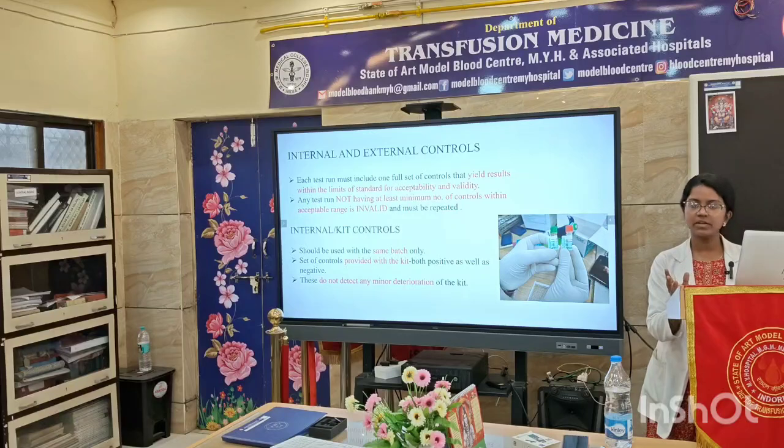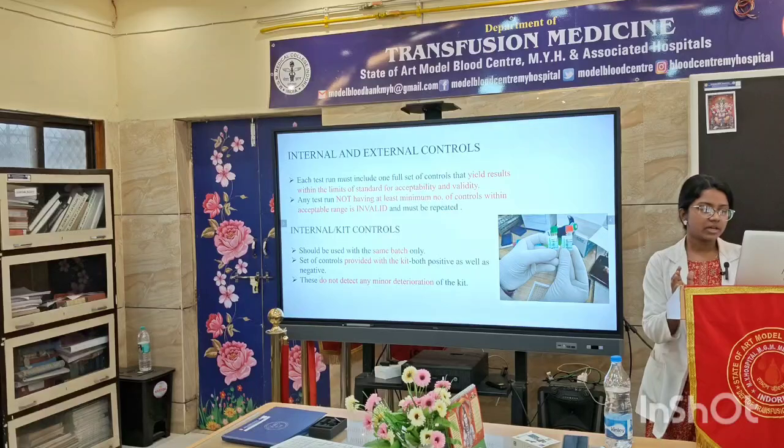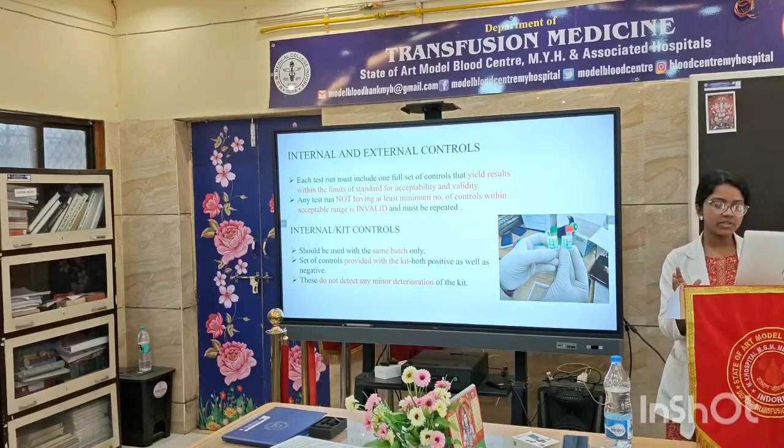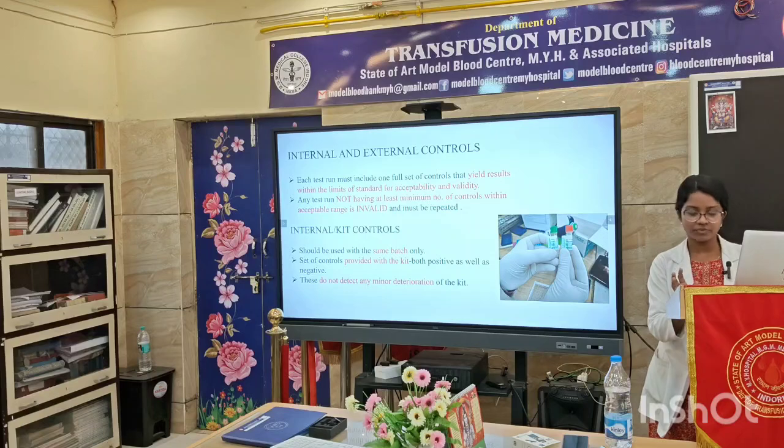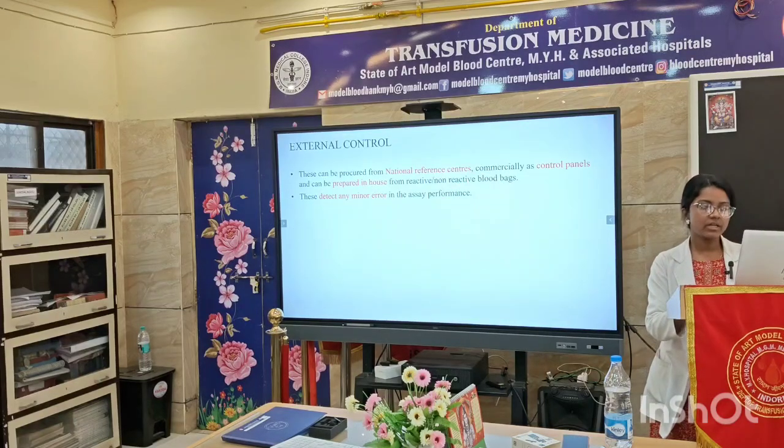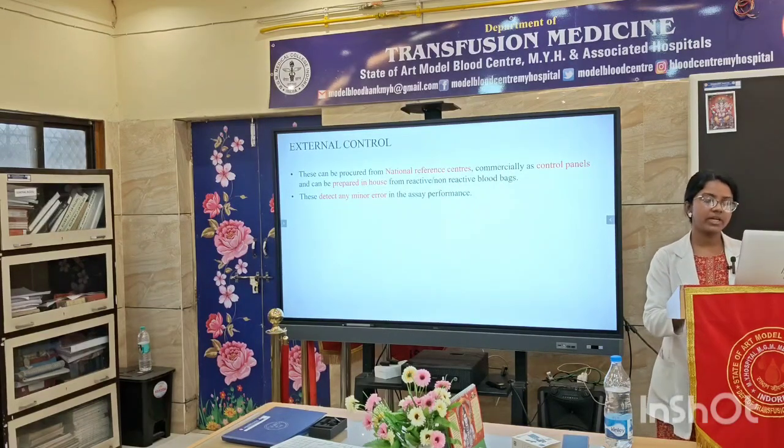Set of controls provided with the kit. So the company will be providing us with both positive and negative control kits, but these do not detect any minor deterioration of the kit. External control. So this external control, where can we get it from?